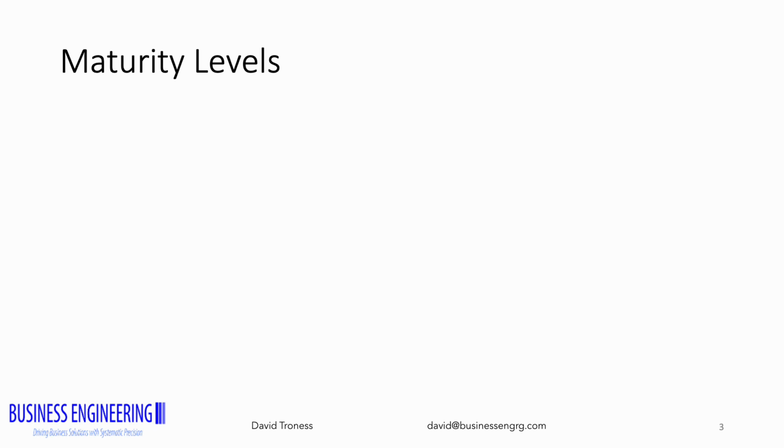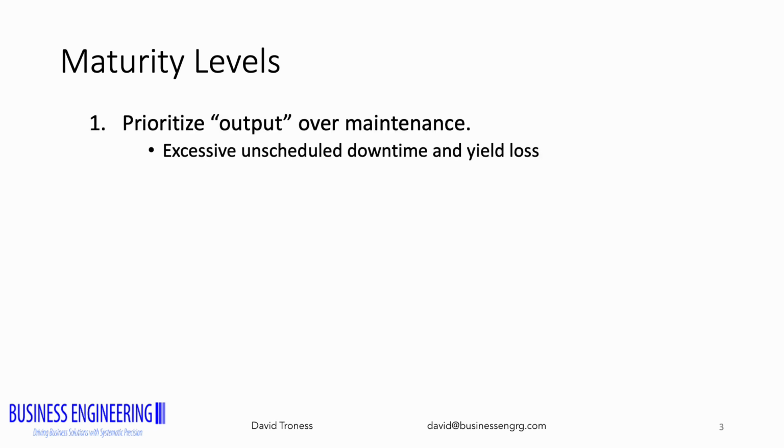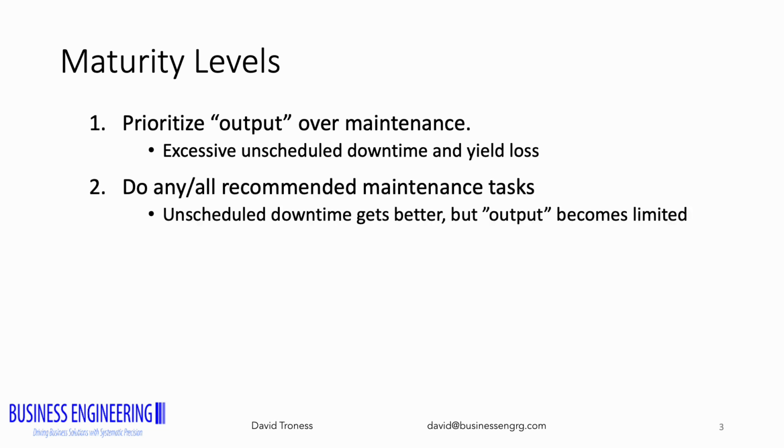There are maturity levels, generally speaking, that we look at. One is, at first, a factory will prioritize output over maintenance. This ends up resulting in excessive unscheduled downtime and yield loss. The next step is to do any and all recommended maintenance tasks. So it's sort of responding with an extreme approach the opposite way. So do lots of maintenance. Then, of course, the unscheduled downtime gets better, but the output is limited by all of that scheduled maintenance.